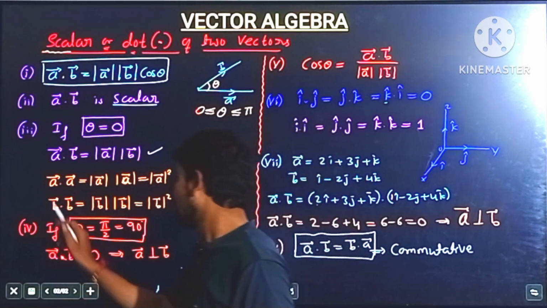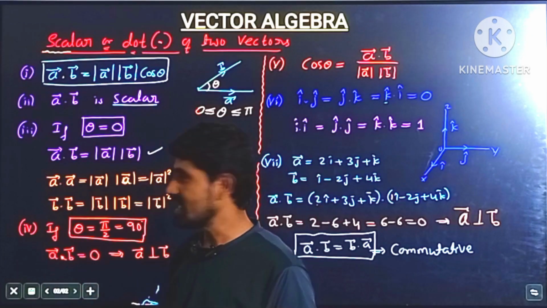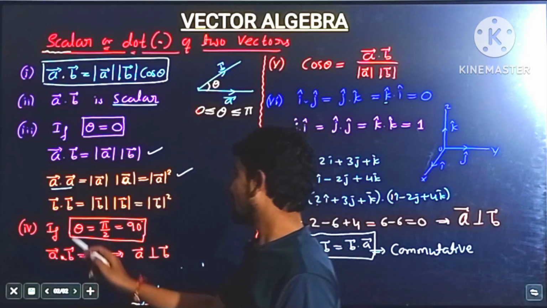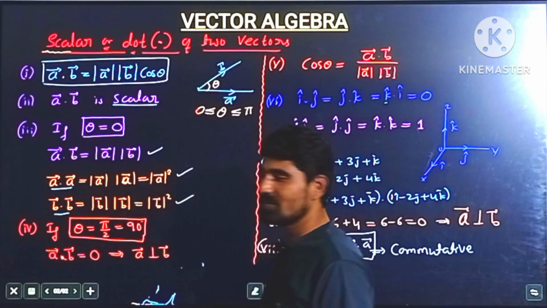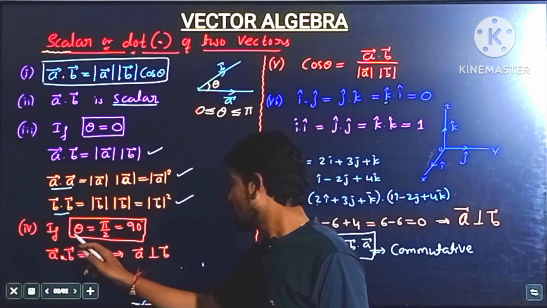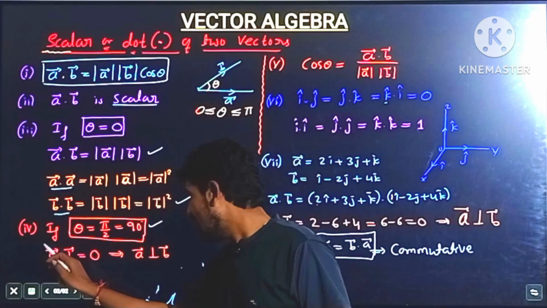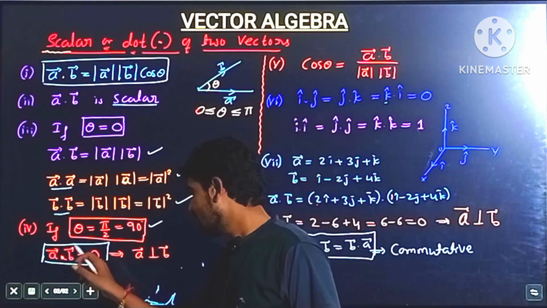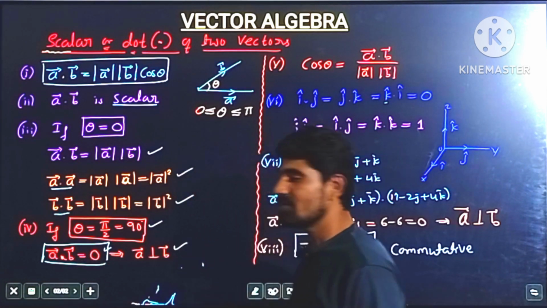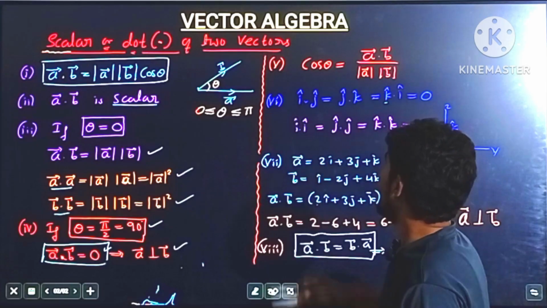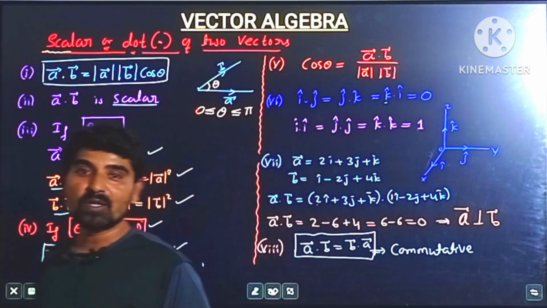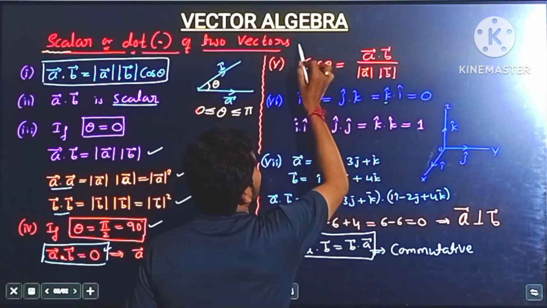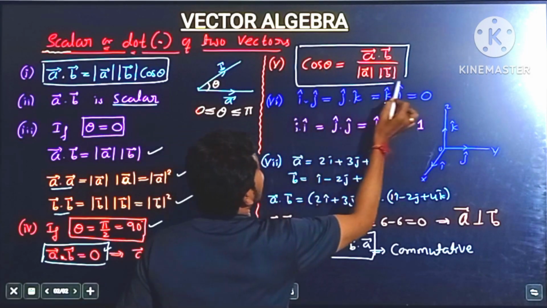So in particular, if you want to find out the dot product of a vector with itself, that is A vector dot A vector is equals to magnitude of vector A square, and B vector dot B vector is equals to magnitude of vector B square. If the angle between two vectors is 90 degrees, then the dot product of two vectors is equals to 0. It means that if the dot product of any two vectors is 0, then those two vectors are perpendicular to each other. And the formula for cos theta, that is the angle between two vectors, is obtained by using the formula A vector dot B vector divided by magnitude of A vector into magnitude of B vector.